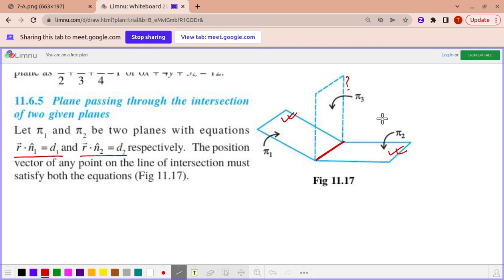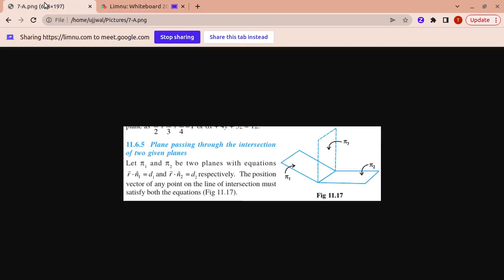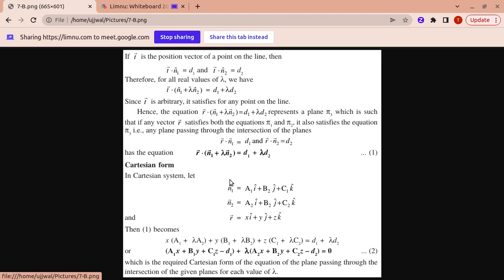So whatever the line I have drawn here, that red line, this one, that intersection, the plane passing through the intersection of these two planes pi 1 and pi 2 must satisfy what, that I am going to bring it here.